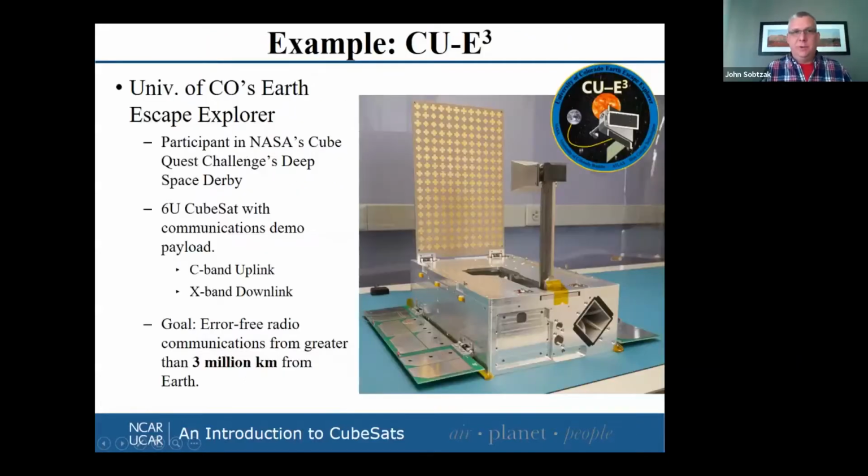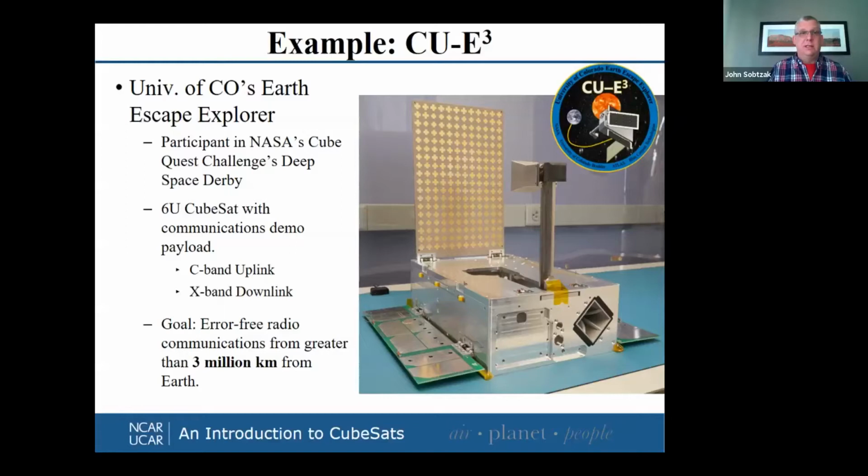Now we get to CU-E Cube, and this is the project I have been working on for almost 5 years, volunteering over at the University of Colorado's Aerospace Engineering Department. This is a project that comes out of NASA's CubeQuest Challenge. NASA's CubeQuest Challenge is part of their Centennial Challenges program, where they put out different challenges where people can submit designs and win money. Or in this case, we won a slot on NASA's SLS, Space Launch System, rocket that's going to take us out to deep space.